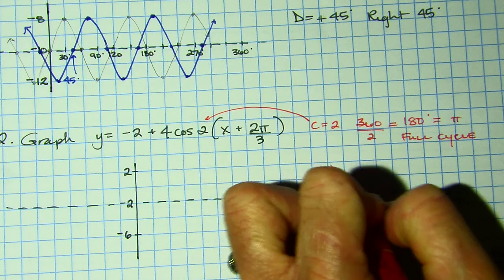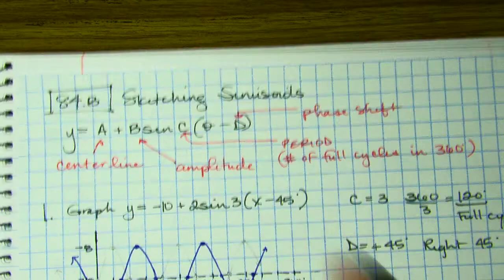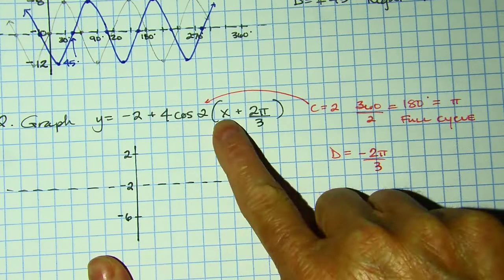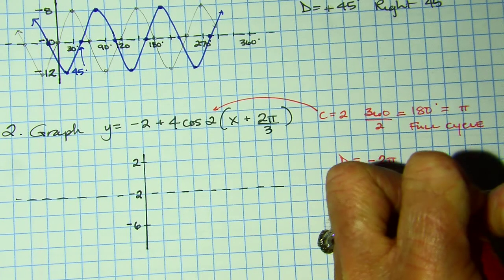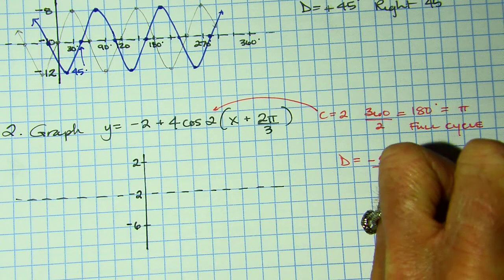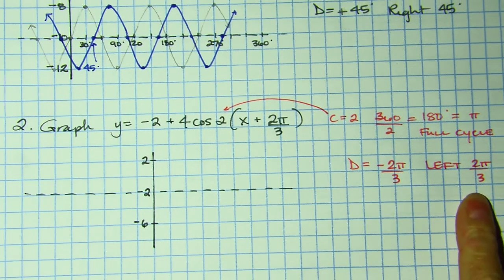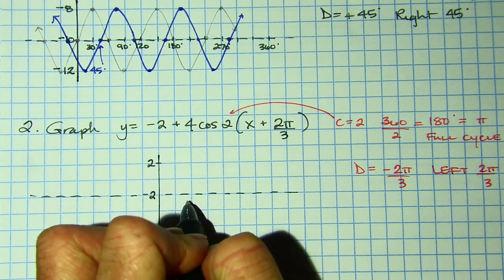So D equals a negative 2 pi over 3, because that's the only way this would become a positive. Theta minus a negative would make it theta plus. So I'm going to be moving to the left 2 pi over 3 radians. Now, because my shift is in thirds, that's how I'm going to break this graph up.